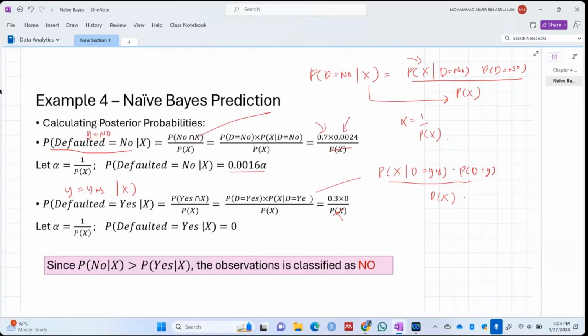So which one is larger? Since the probability of no given X is larger than the probability of yes given X, the observation will be classified as no. So this is how a naive Bayes classifier works. Okay, any question?